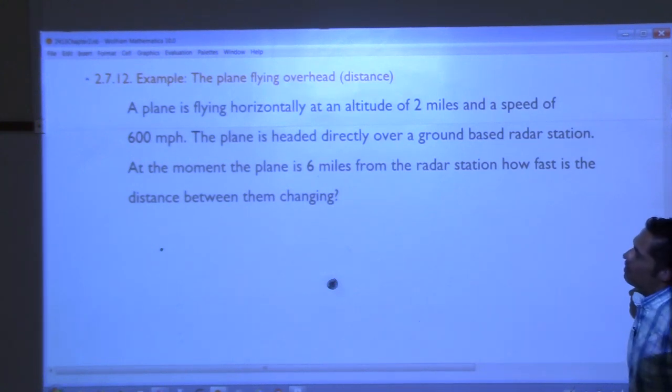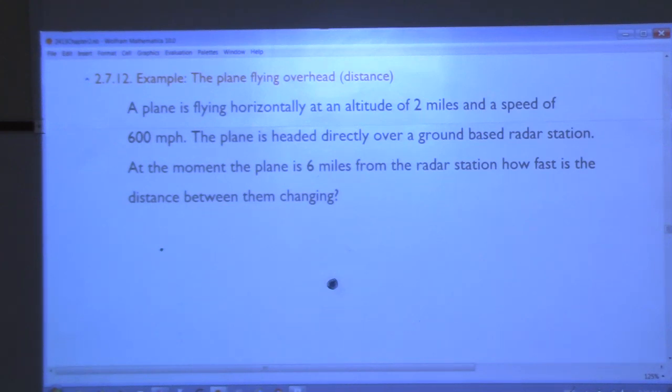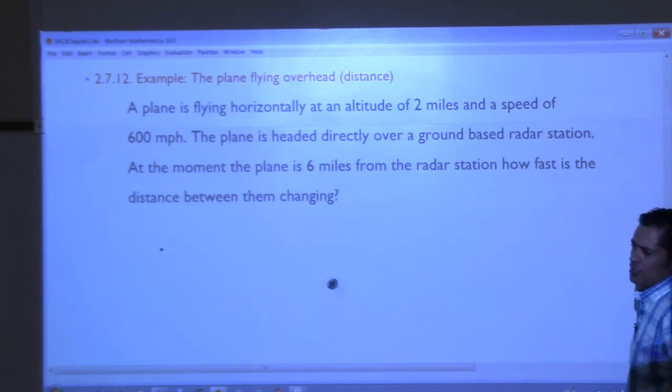A plane is flying horizontally at an altitude of 2 miles and a speed of 600 miles per hour. The plane is headed directly over a ground-based radar station. At the moment the plane is 6 miles from the radar station, how fast is the distance between them changing?